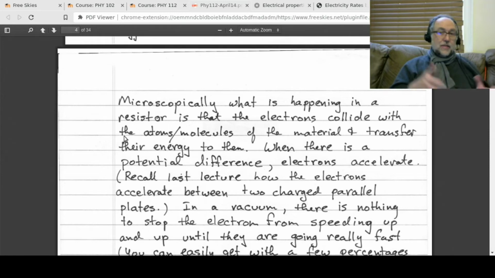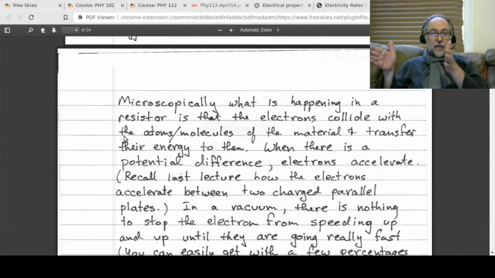So what happens in a resistor is that, as the electrons flow, they transfer their electrical energy over to the atoms and molecules of the solid. This means that they're moving faster and they heat up. This process is known as Joule heating. It can't happen in a vacuum because the electrons have nothing to hit. That electron in the parallel plate example just accelerated until it ultimately hit the plate.